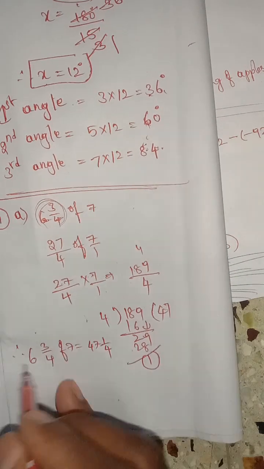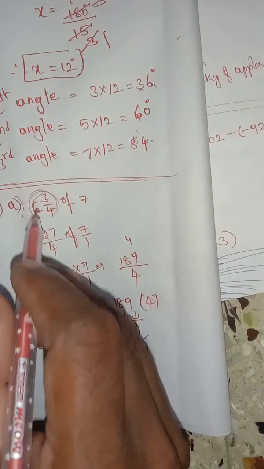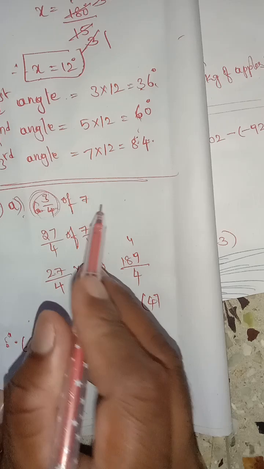47 whole 1 by 4 is the final answer. So A equals A. First question, bit number 1: 6 whole 3 by 4 of 7.